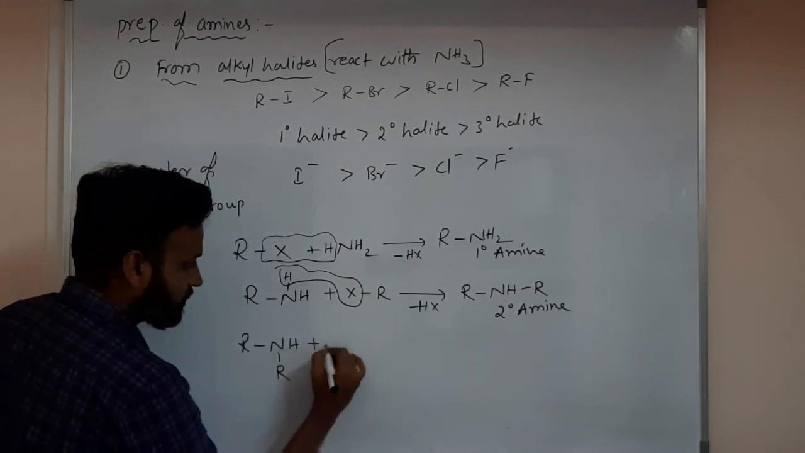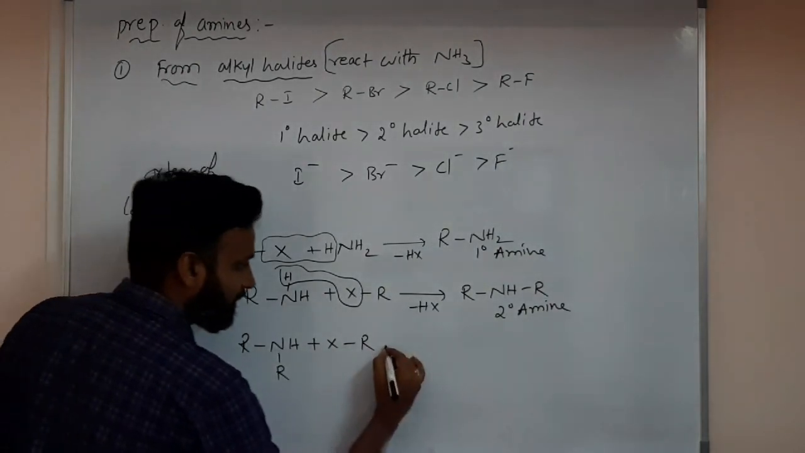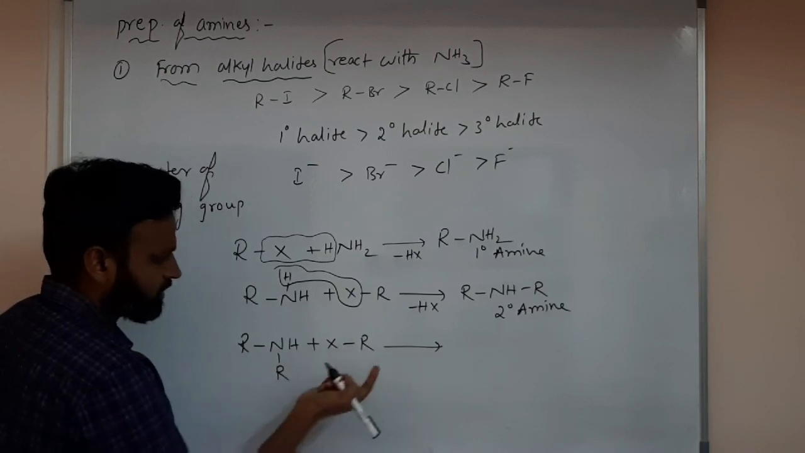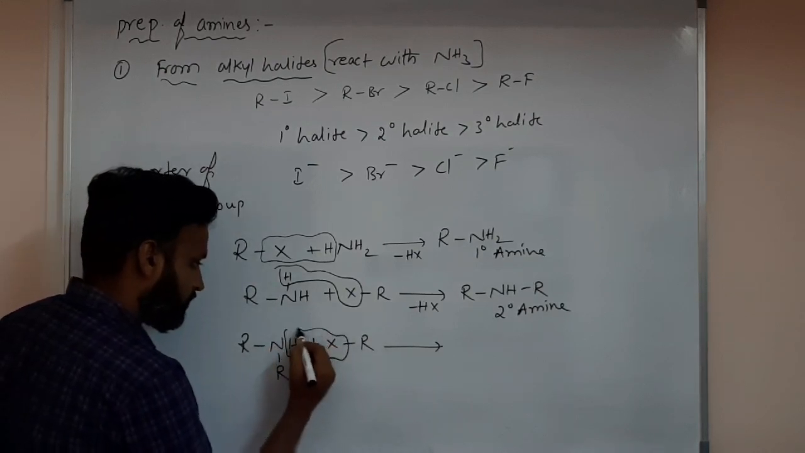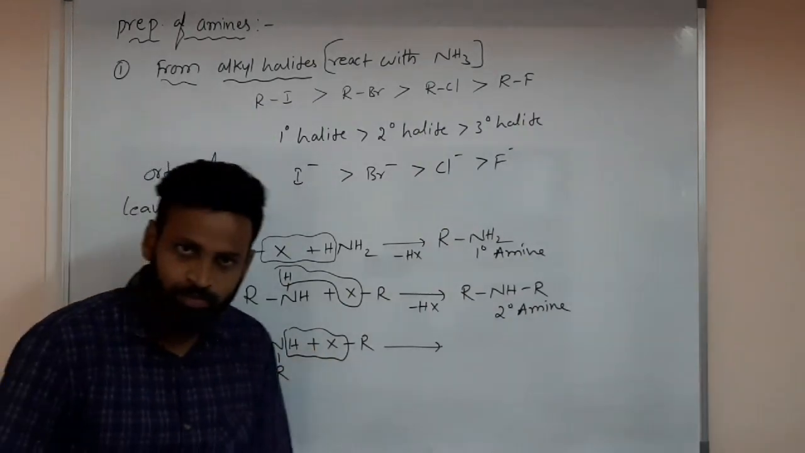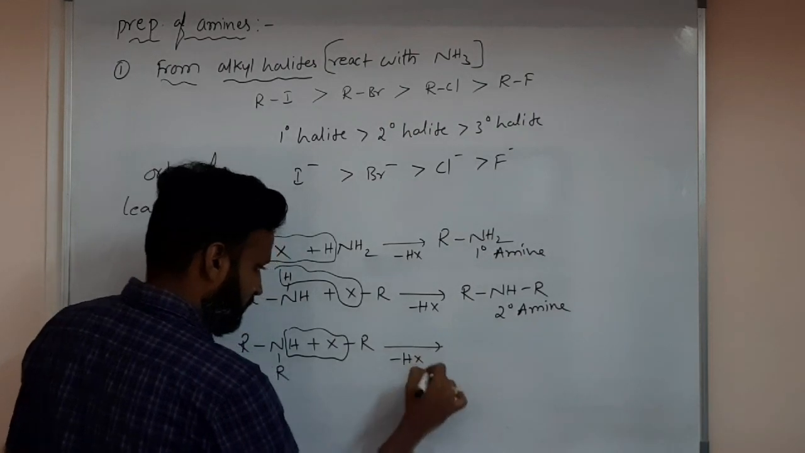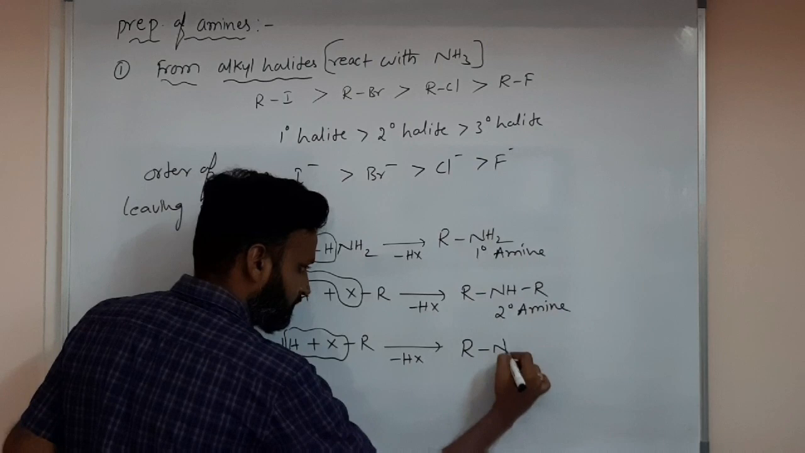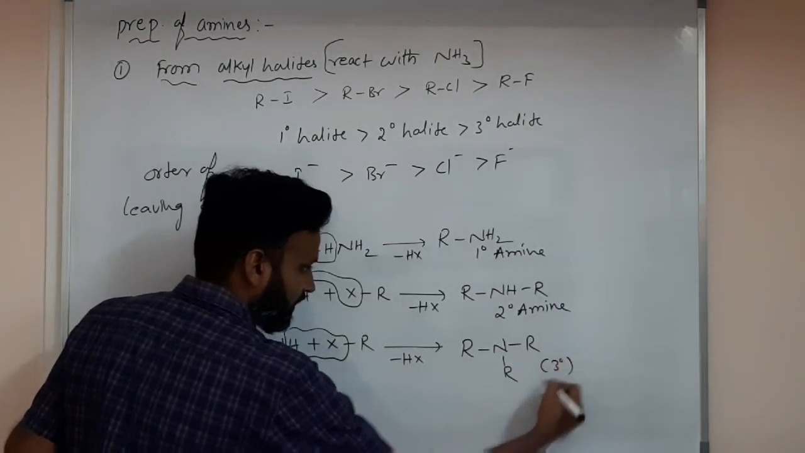Now this will react with one more alkyl halide, another alkyl halide. R is an alkyl group. You know that these R groups may be the same or different, your choice actually. It depends on the question; we have to take an alkyl group. So here HX again goes out. Now you are getting tertiary amine, R3N. This is a tertiary amine.